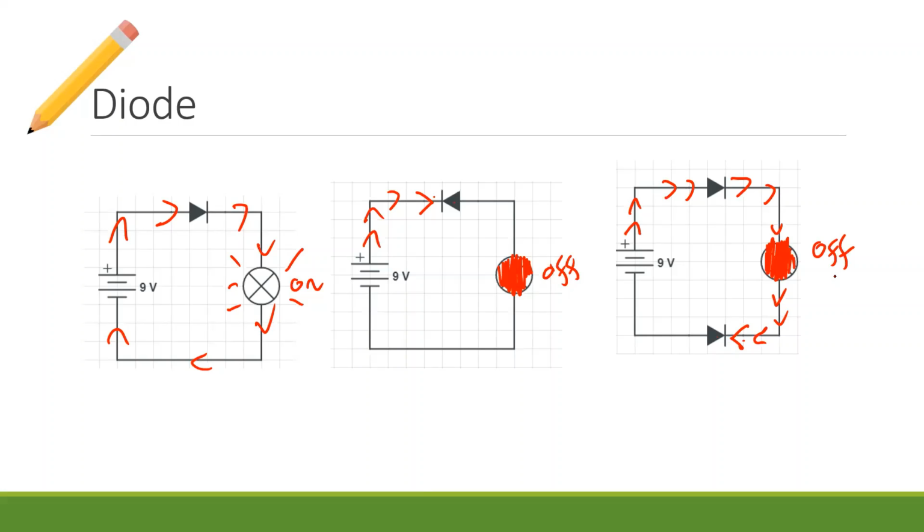So it needs to be able to go through all of the diodes in order for it to be on. Even though the current goes through the light bulb, it doesn't complete the circuit. Because the current can't complete the circuit, it doesn't light up.